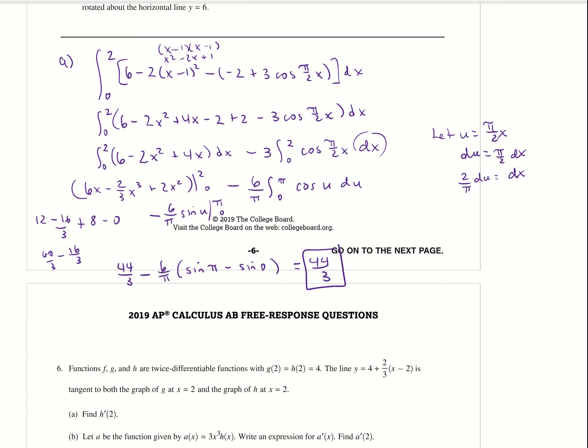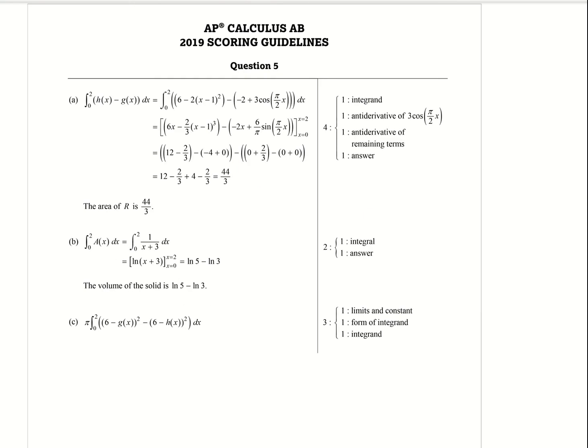So that one was very heavy on process for your integration, computation, all of that. And let's see how we did. We got the right answer, so that was good. This is out of 4 points. Our integral is correct.